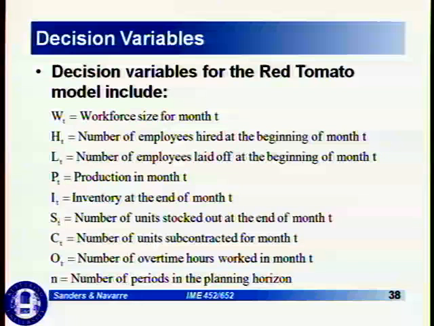The inventory at the end of the month. The number of units stocked out, so there's going to be a slight definition change here, is that the backlog or stockout situation is described as S of T. Okay, as you recall in Namias, we called that subcontracting. So now we have to have a different term for subcontracting. We'll call that C sub T, the number of units contracted out, if you will, subcontracted for the month. We also have overtime hours worked in the month as O sub T. And of course, N is the number of periods in the planning horizon.